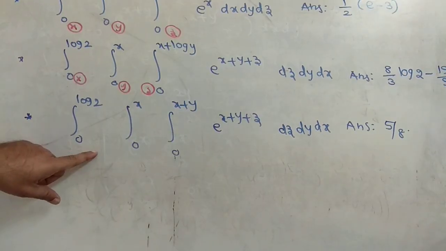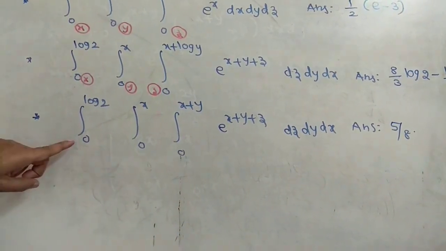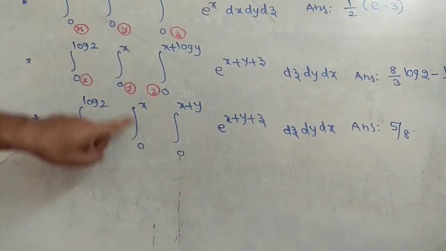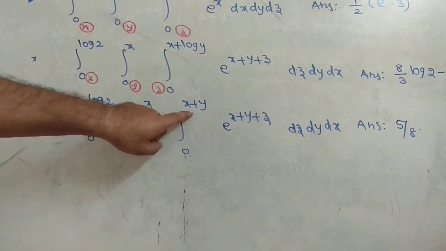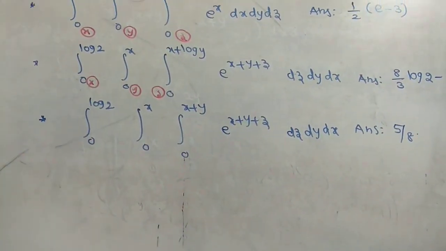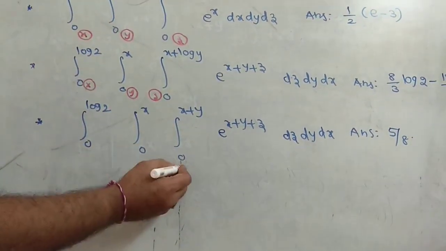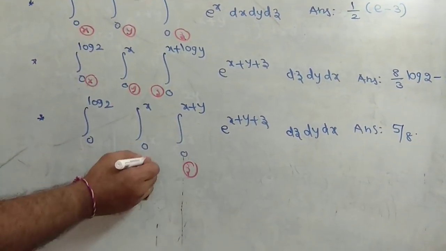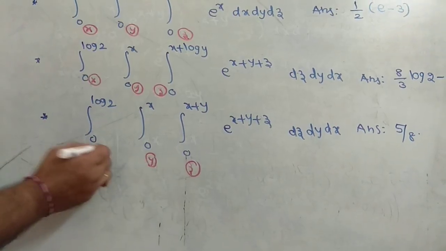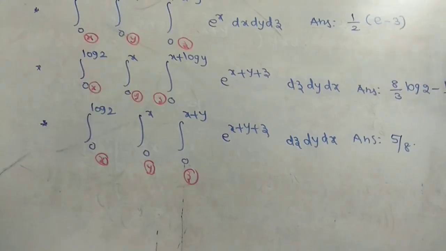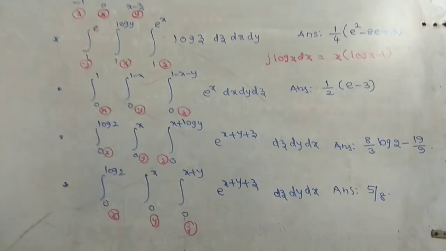Similarly, this was given already in the previous examination paper. Integral 0 to log 2, integral 0 to x, integral 0 to x plus y, e power of x plus y plus z, dz dy dx. Same procedure. This is z integral, and here it is y integral. This is your x integral. One by one you do the integration, and the final answer is 5 by 8.